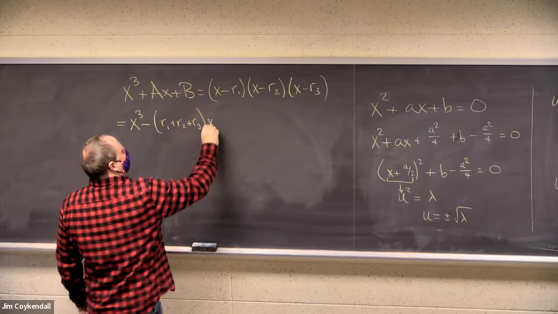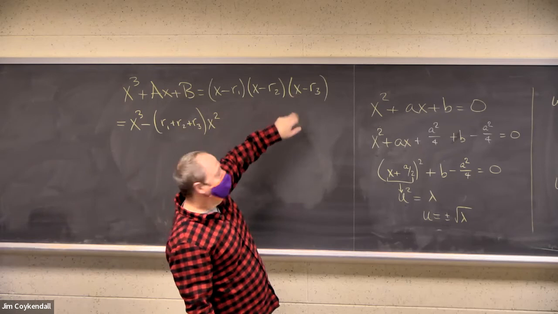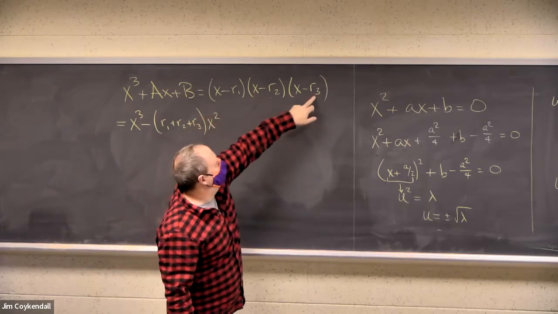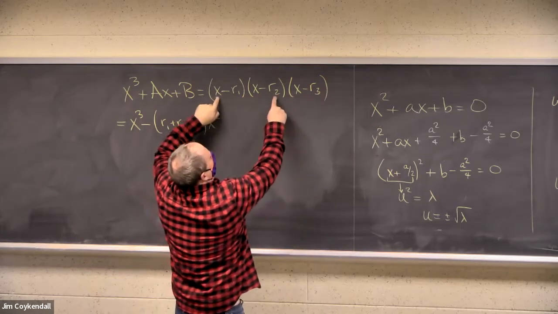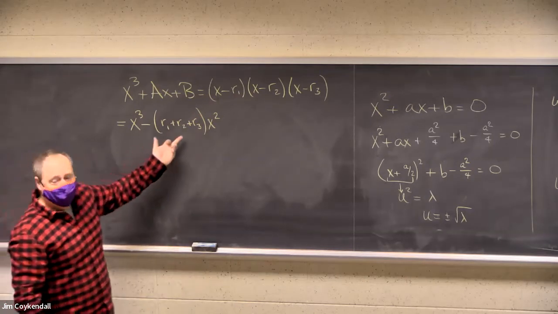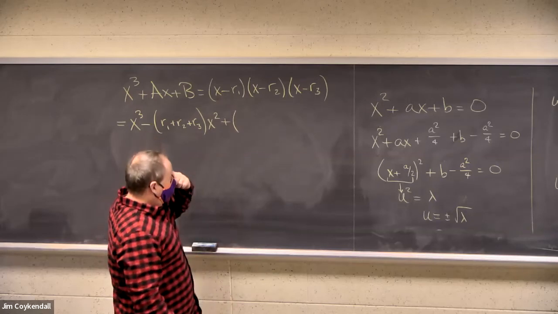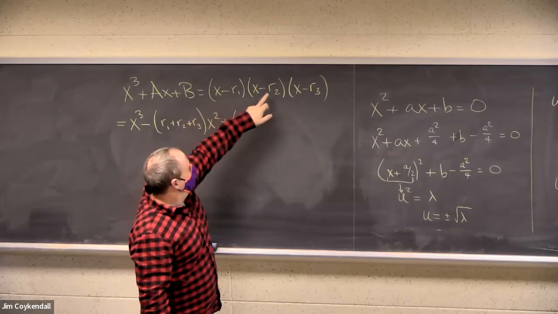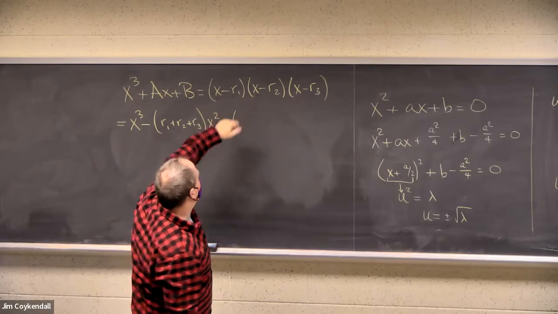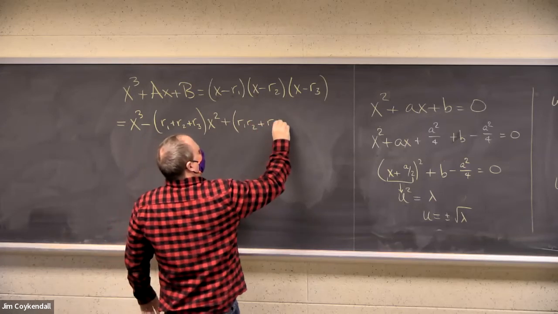If you multiply this out, of course you get an x cubed, and that's the only way to do it. And then x squared terms, well, you pick these 2, then you got minus r3, you pick these 2 minus r2, pick these 2 minus r1. So basically the sum of the roots is the coefficient of the x squared term. The coefficient of the linear term, you pick these 2, or you pick x and these 2, or that x and these 2. So it's basically the sum of all 2 products.